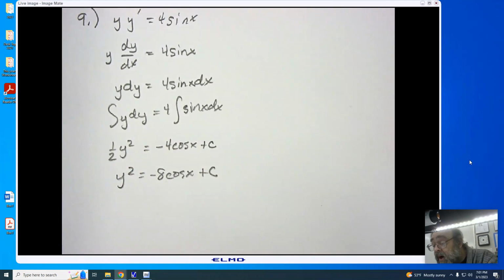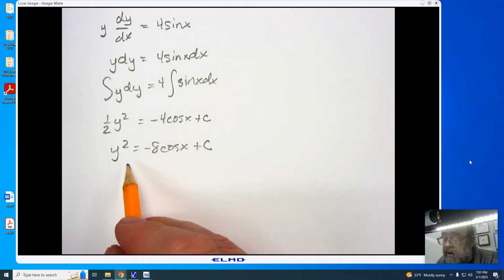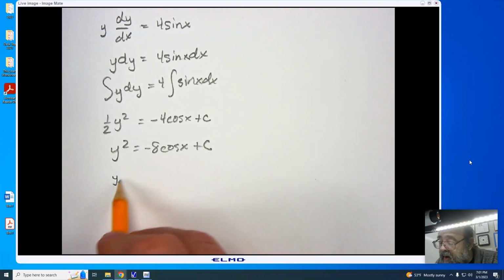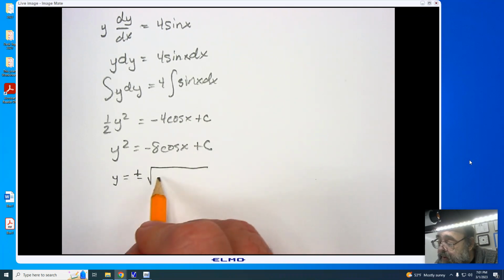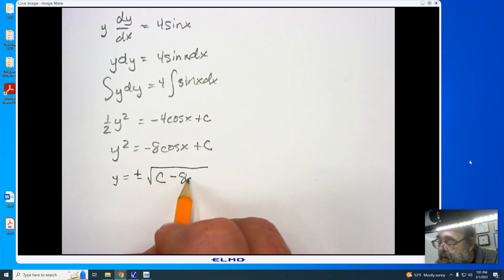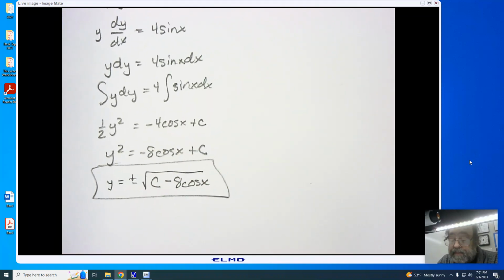Once again, it's still a constant. And the book is going to have you have something of this nature here. But we always want to find what y is in terms of the x's. So we're going to have y equals plus or minus the square root of c minus 8 cosine x. And this is the answer that I would expect you to give me.